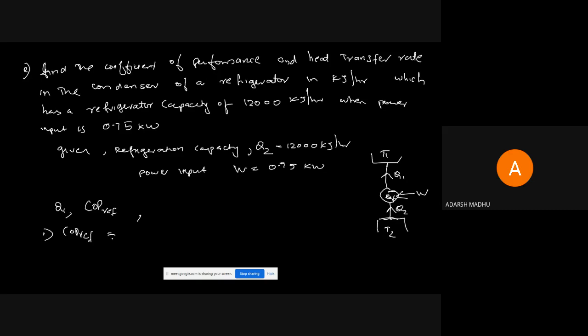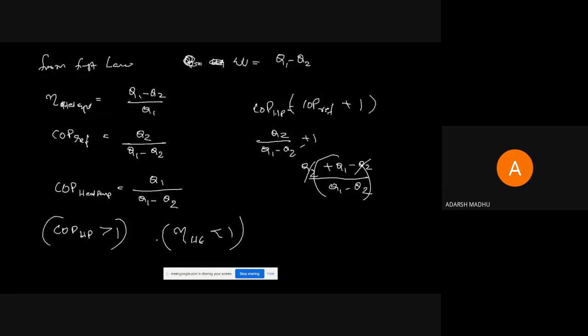Please turn back your pages. Anyone? Someone please give the answer. We wrote this, didn't we? COP is given as Q2 by W, right? Q2 by W. Are you writing it? We wrote COP as Q2 by W at the beginning.